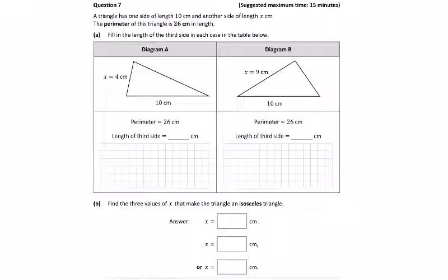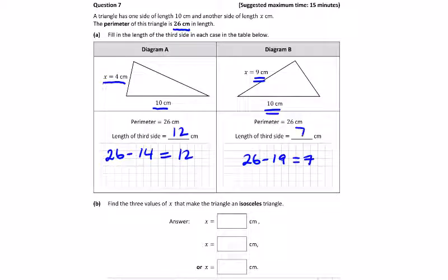In this question, we have a triangle, one length 10 and the other x. So the triangle with the side length 10, the perimeter 26. Badly phrased question here. The other side is length x, but it's actually 4. It's given here. So the third side is 26 minus 14, which is 12. And in this case, 10 and 9 is 19. 26 minus 19 is 7. So we have a 7 and a 12.